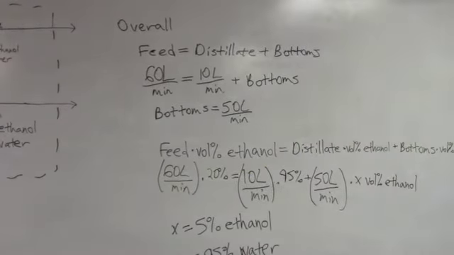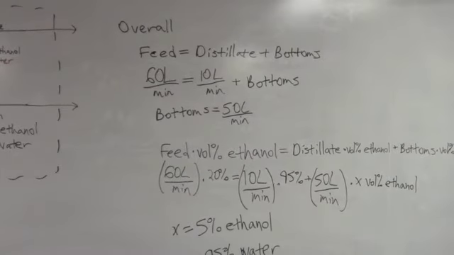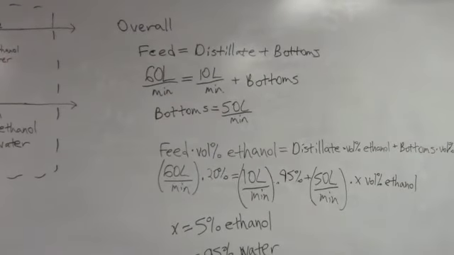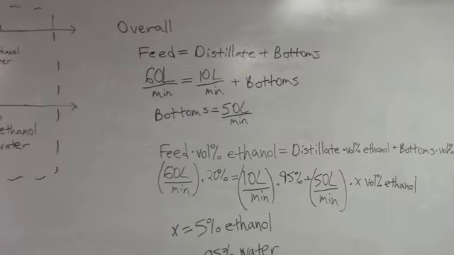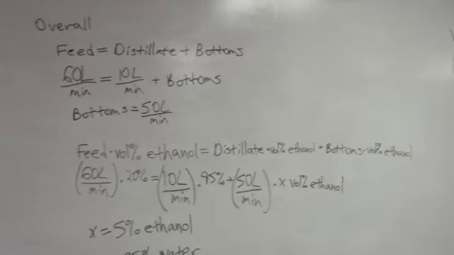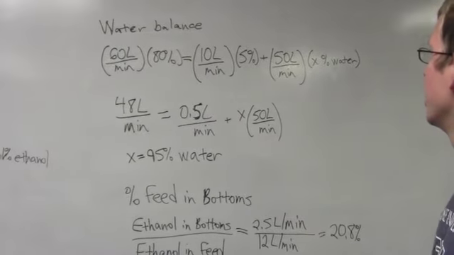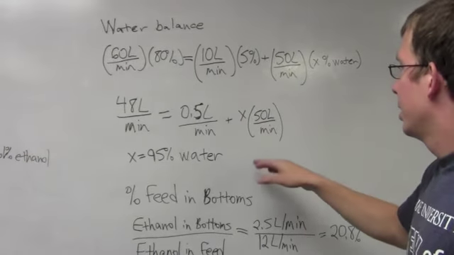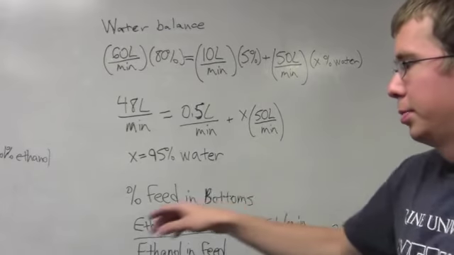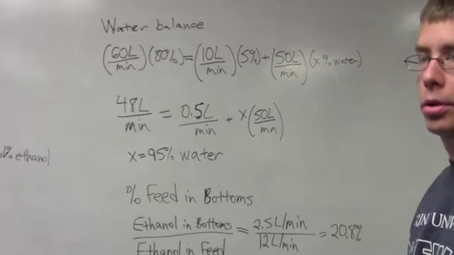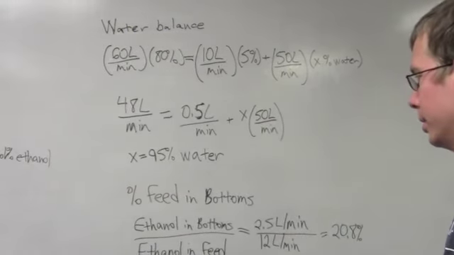Now we can do a water balance here to just double check our work, make sure it's correct based off the ethanol balance. So over here we have a water balance, which is set up the same way as the overall and the ethanol. So again, we have input equals output, and using some algebra, we'll figure out that X is going to be equal to 95% water, which matches what we had before. So we can assume our calculations are correct.